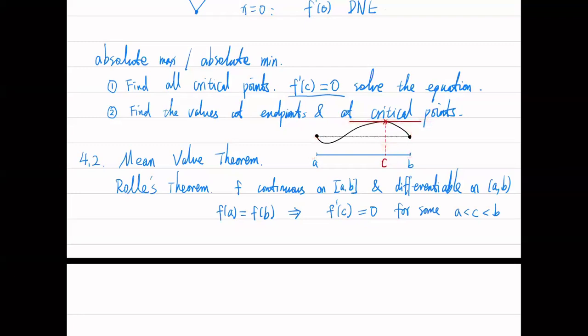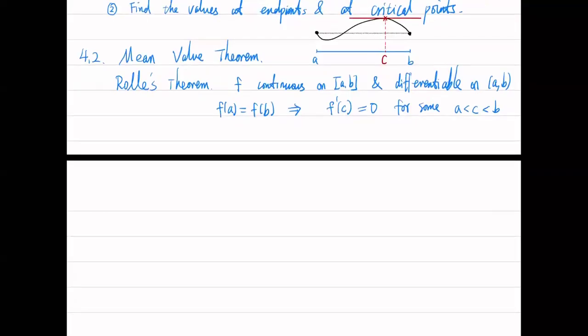If the derivative is positive everywhere, it will be increasing. It cannot go back. If it's negative everywhere, it cannot jump. So for this to have the same level at start and end, at some point we must have a turn. The turn means the derivative is zero.